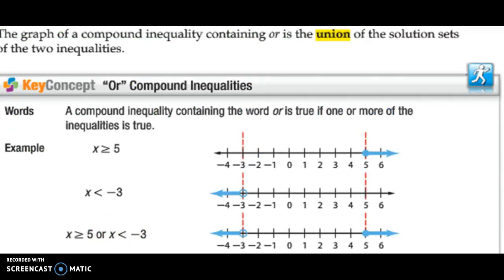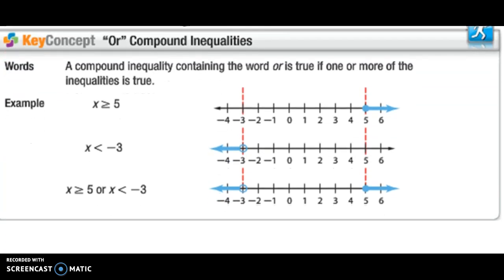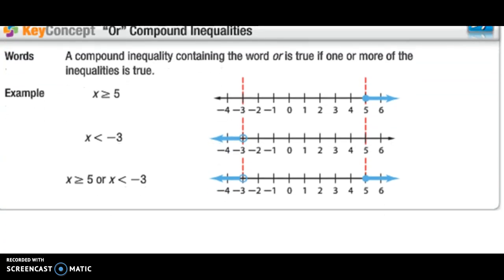Or compound inequalities are known as a union. The way I think of it is boat oars. If you think of a little boat, you've got an oar over here and an oar over here. The same goes for your or compound inequalities. They're both going to be going opposite directions, like boat oars. So if I have x is greater than or equal to 5, closed circle going this way, and x is less than -3, open circle going this way, your boat oars are going both ways.